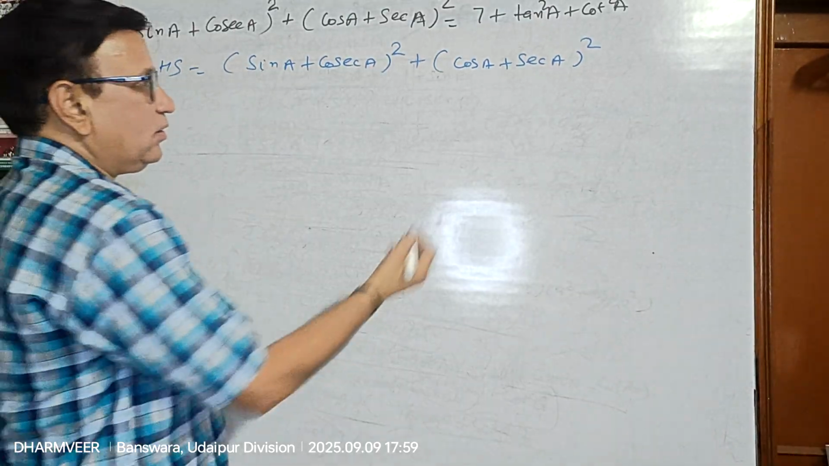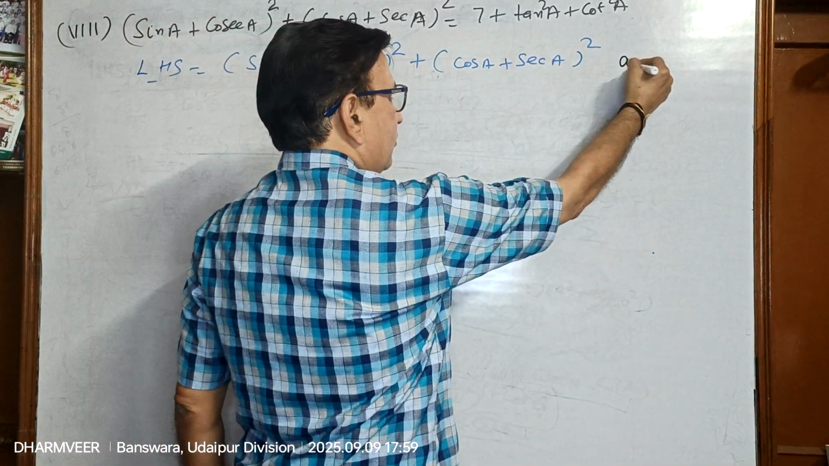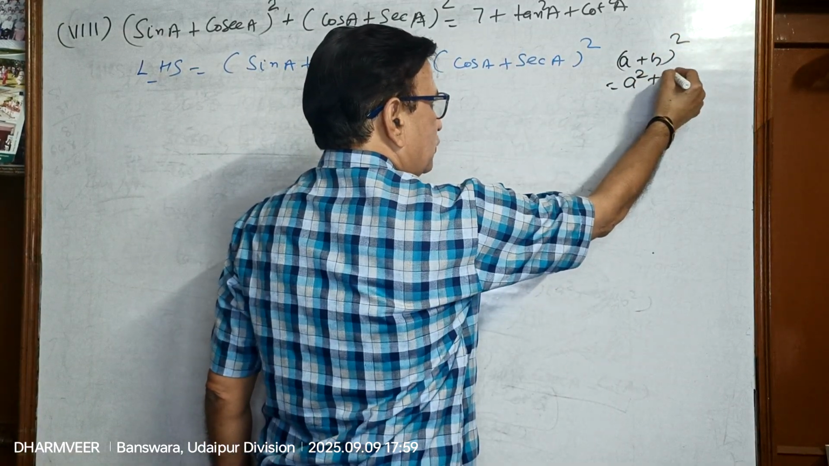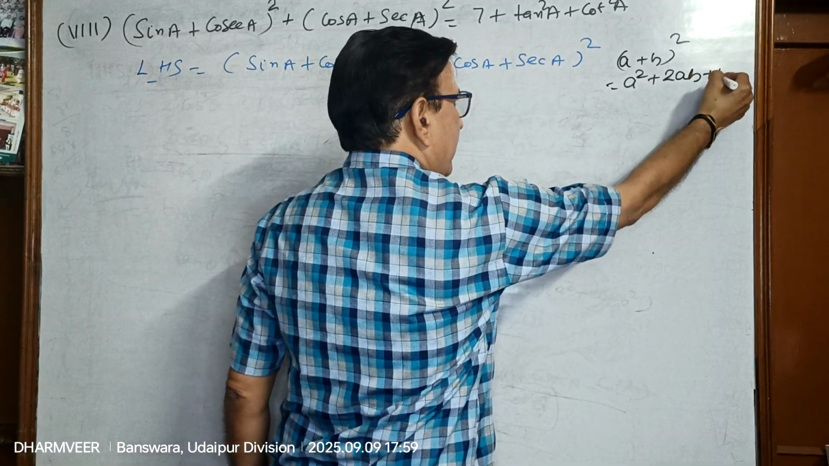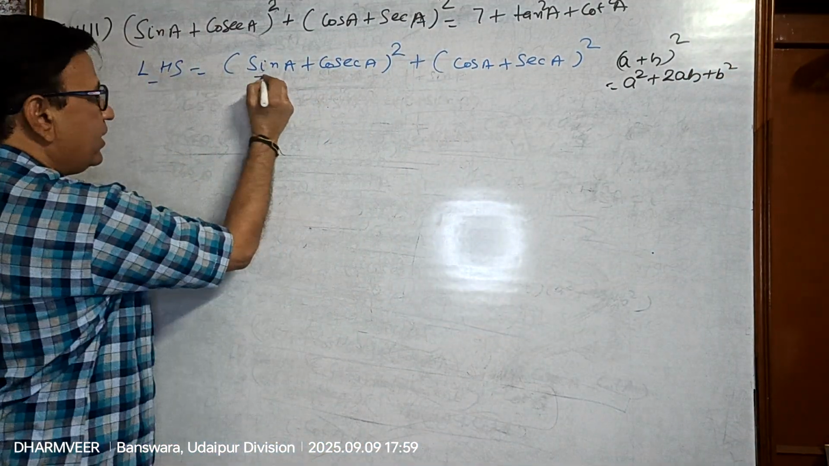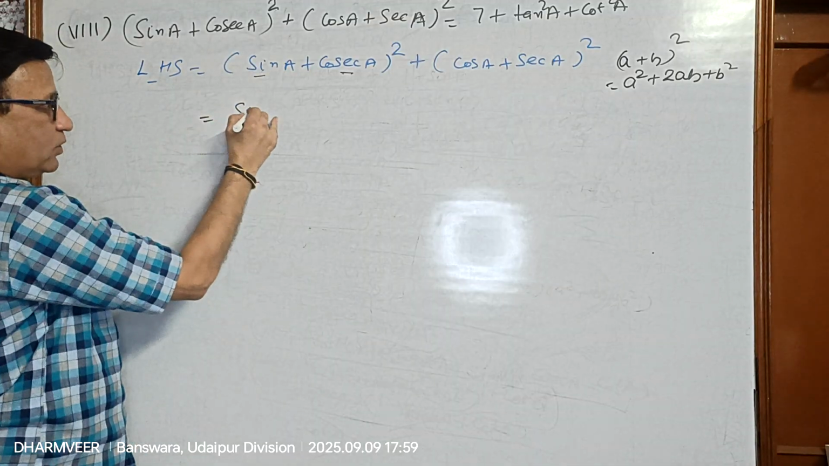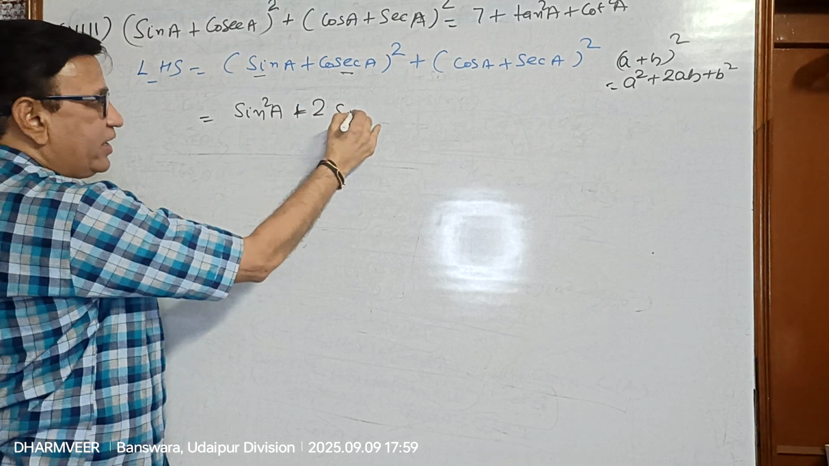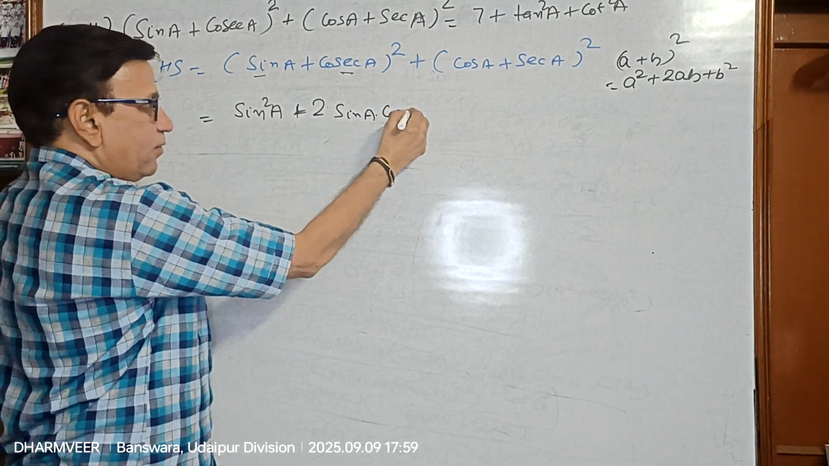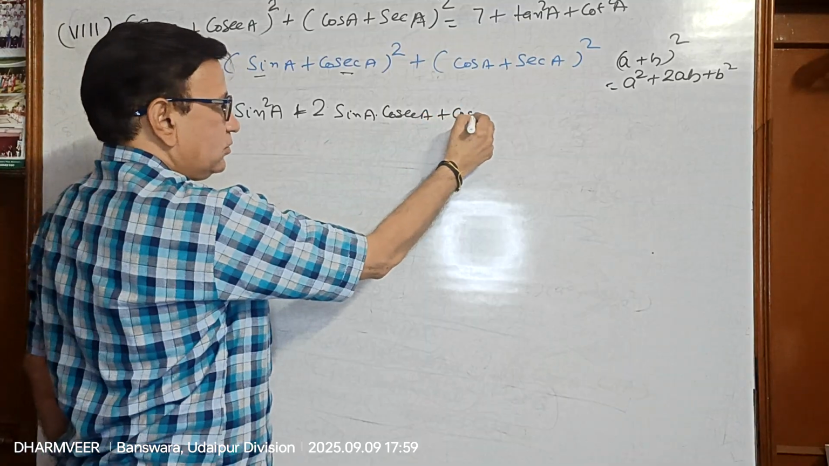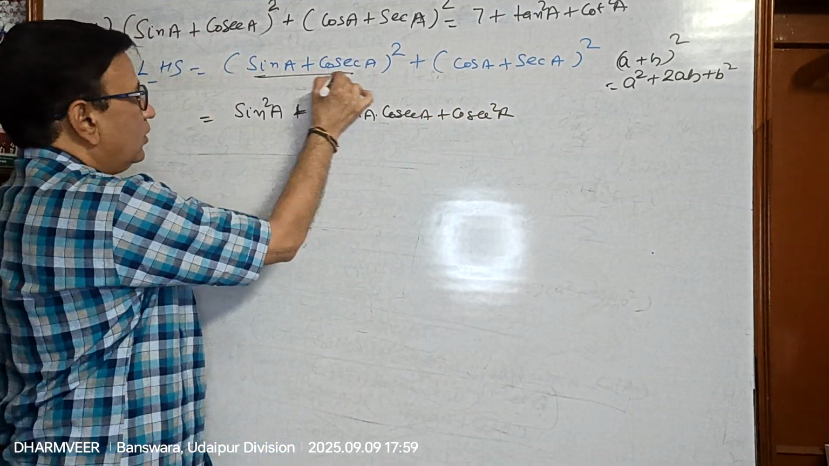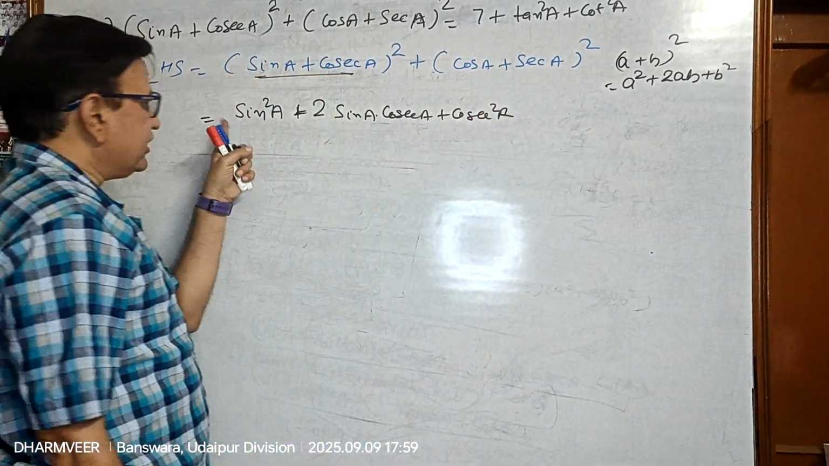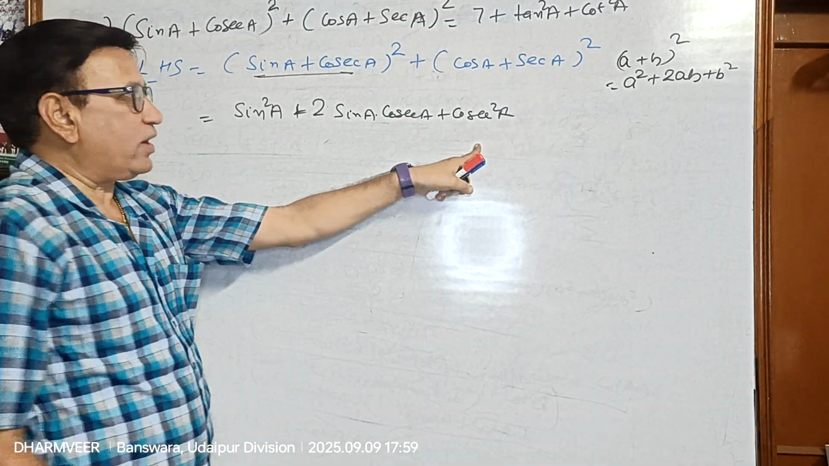(a plus b) whole square, what is it? a square plus 2ab plus b square. That's all. So a and b means sin square a plus 2 sin a dot cosec a plus cosec square a. Same thing here: a square plus 2ab plus b square.